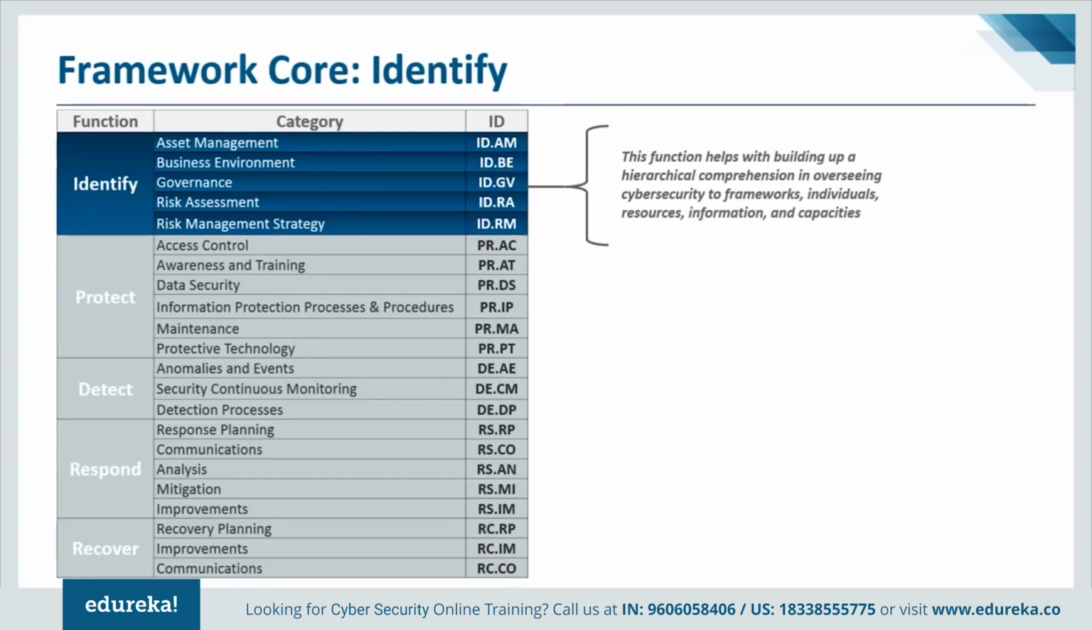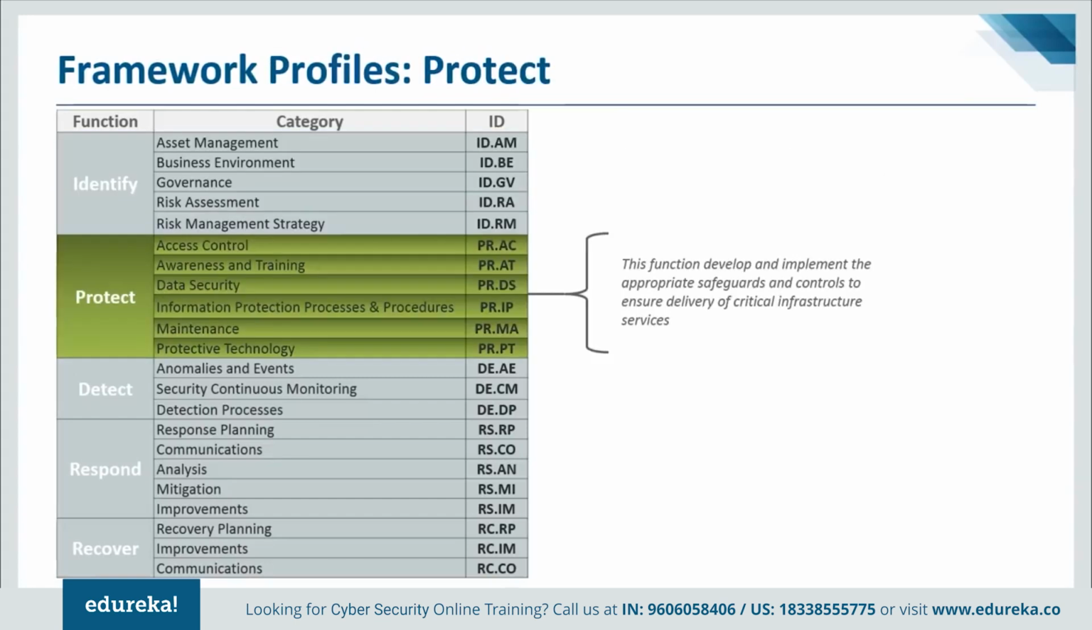Now, the next type is the protect function. So, to develop and implement appropriate safeguards to ensure delivery of critical services, the protect function supports the ability to limit or contain the impact of a potential cybersecurity event. Examples of outcome categories within this function include identity management and access control, awareness and training, data security, information protection processes and procedures, maintenance, and protective technology.